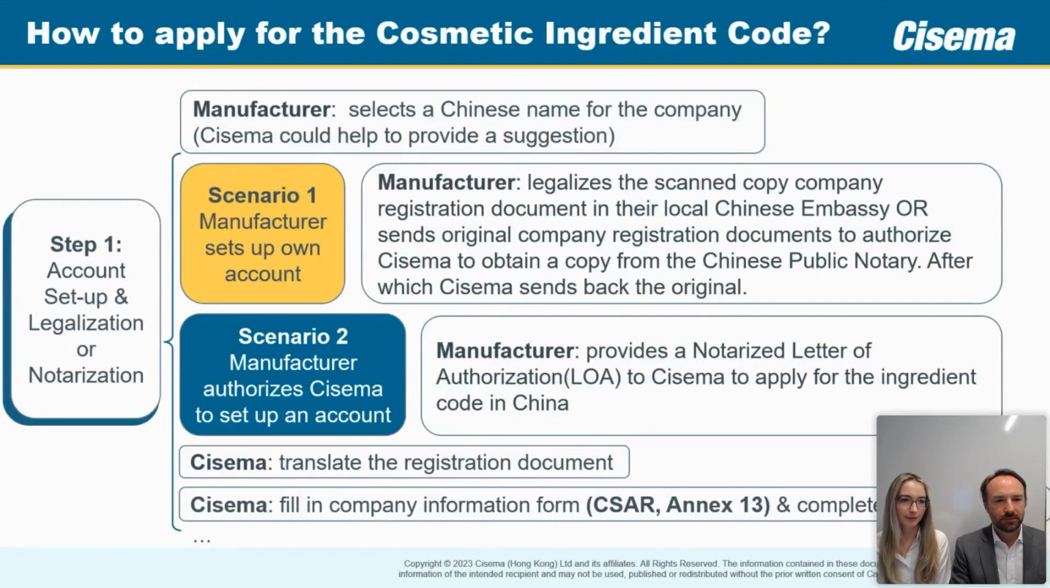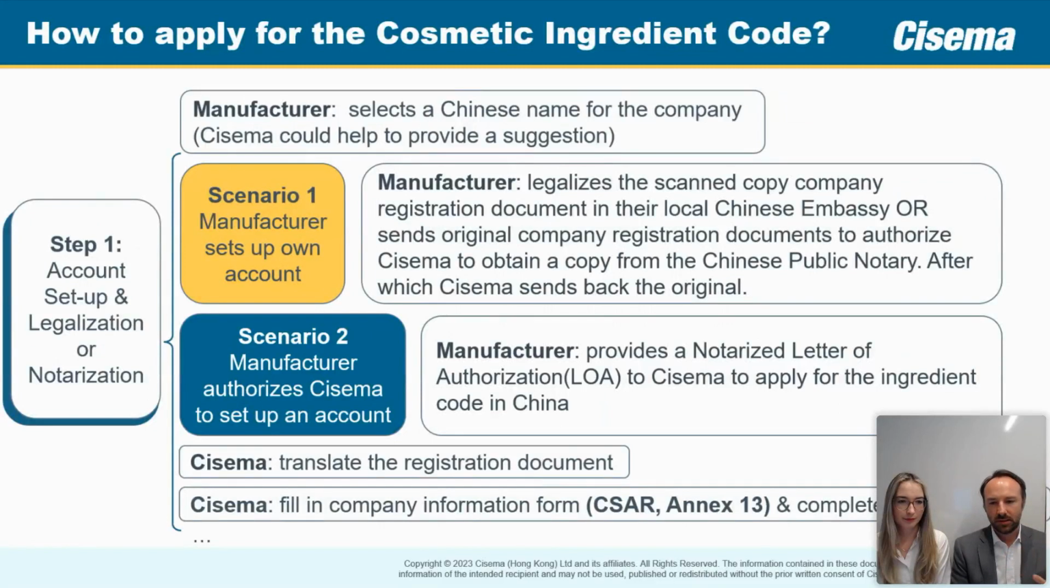Step 1 is, in this graph form we put out on the slide, to set up your legalization or notarization, which is the document process that allows you to then authorize a third party or obtain the account yourself. The manufacturer or ingredient supplier should select a Chinese name for the company. All information must be in Chinese. We help companies provide name suggestions if necessary.